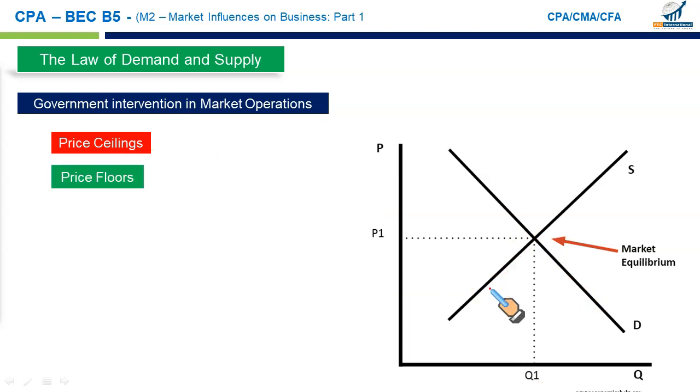On the other side, price floors, or the minimum price, should always be kept above the equilibrium price. At this point, the quantity supplied is more than the quantity demanded, so this will result in surplus. So remember, price ceilings result in shortages and price floors result in surpluses.